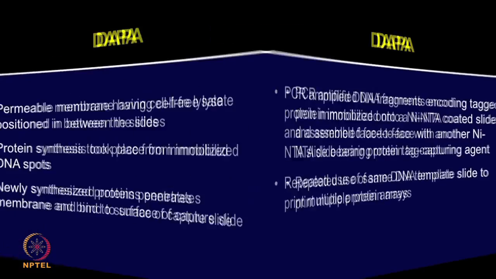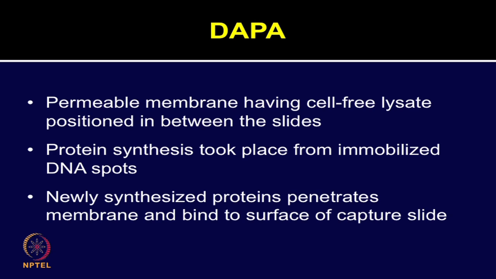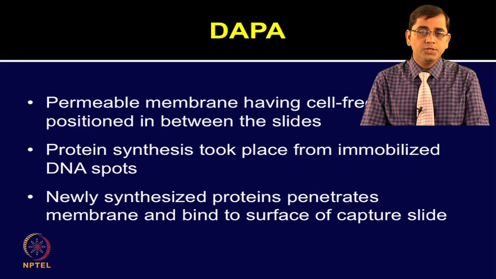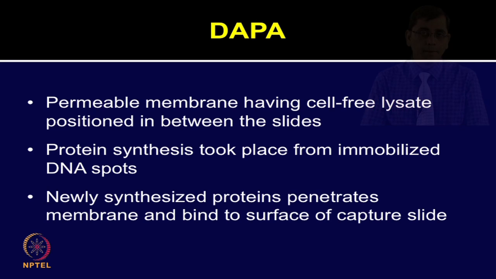In the DAPA method, a permeable membrane which contains cell-free lysate is positioned between the two slides for the proteins to be diffused. Protein synthesis takes place on this membrane and then the synthesized protein diffuses from the membrane and moves on to the other slide for capture. The newly synthesized proteins penetrate the membrane and bind to the surface of the capture slide.